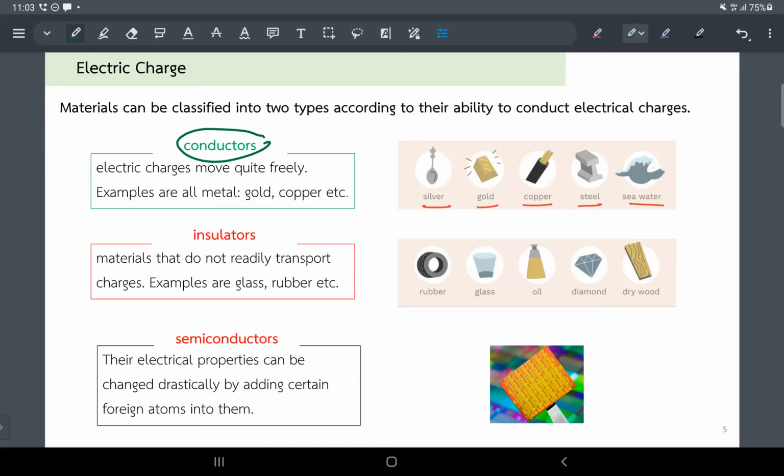On the other hand, in the opposite case, you might have something that does not allow charge to travel very easily at all, such as rubber, glass, diamond, wood. These are the kinds of things that you kind of know. Oil is a liquid, but it doesn't really conduct well. So that class of material, we will call insulators.